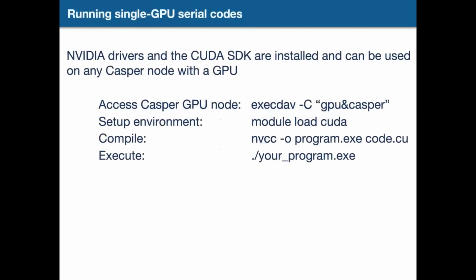So here is the last section of my presentation, the GPU capabilities on Casper. If you want to run a single GPU serial code, you can access the GPU nodes on Casper via the execdav command with the GPU option. And you set up the environment by module load CUDA. CUDA is the most important module for the GPU capability.